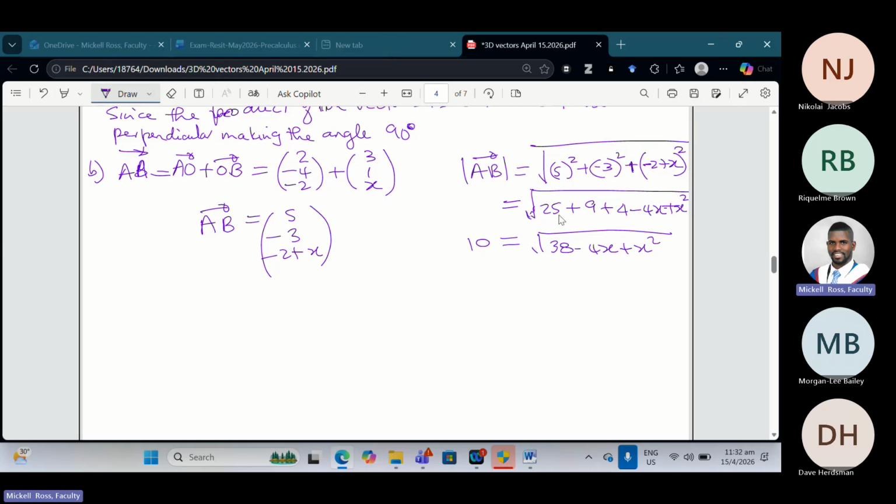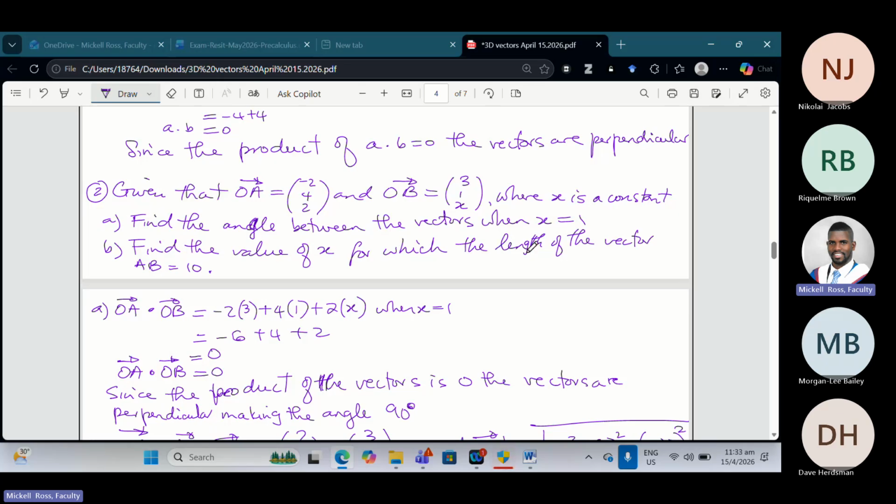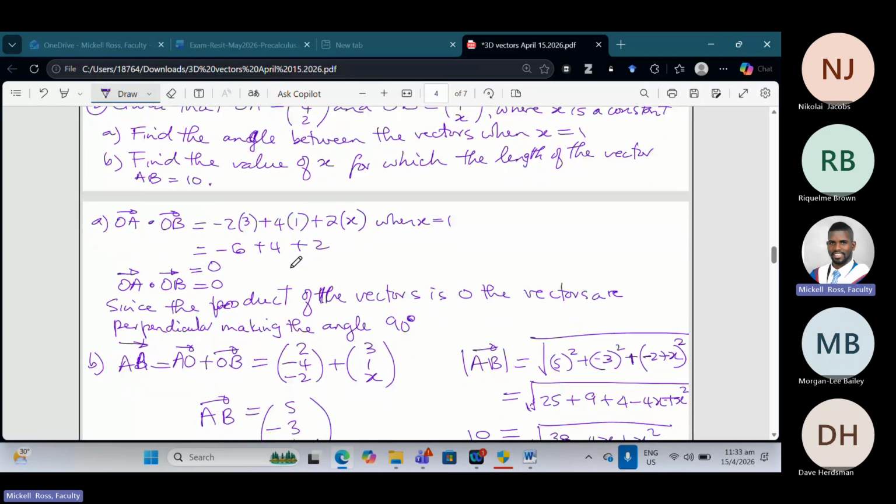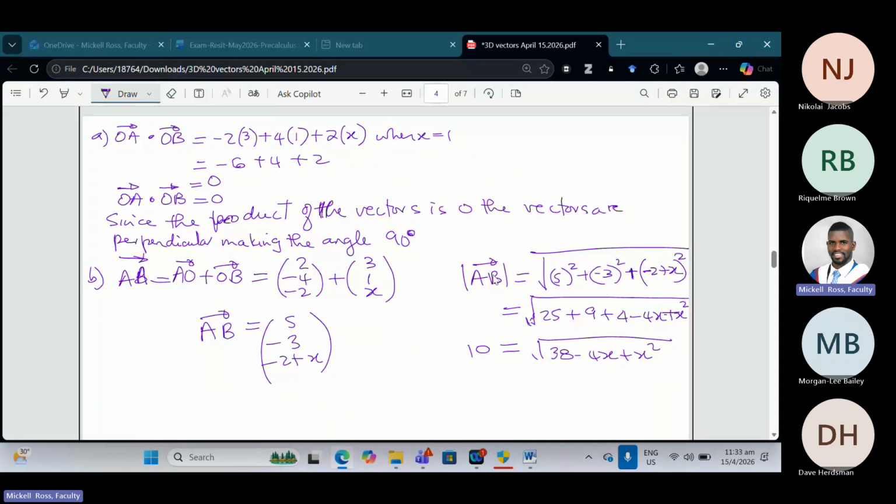All right, so why are we writing 10 right here? Because the question says when the length of the vector AB is 10. The length of the vector is the same thing as the magnitude of the vector. So if we find the magnitude of AB, it should be equal to 10. All of this under the square root, once we take the square root of it, must be equal to 10. That is what they're saying.